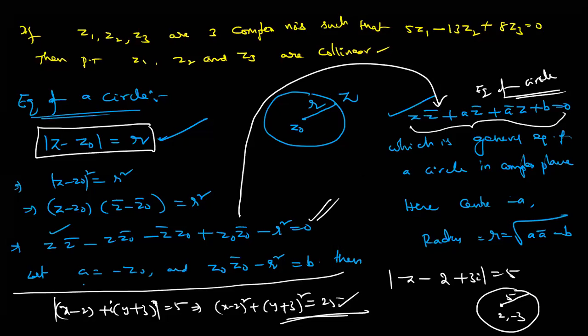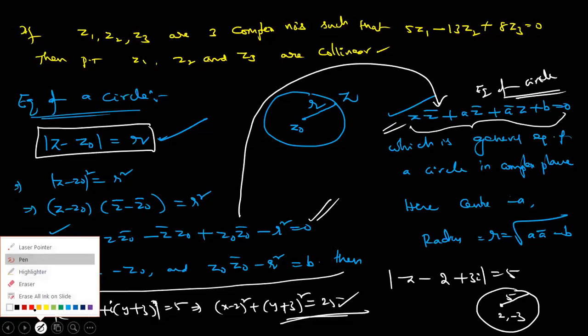Which one is easy? This one or this one? Remembering this one is easier. So the equation of this circle means Z Z bar plus A bar Z plus A Z bar plus B. So simply you can read it like this.